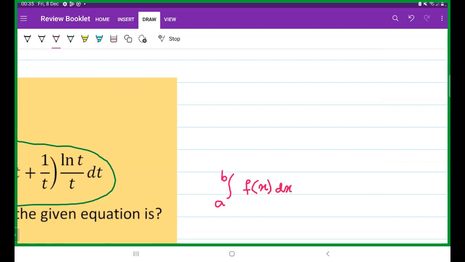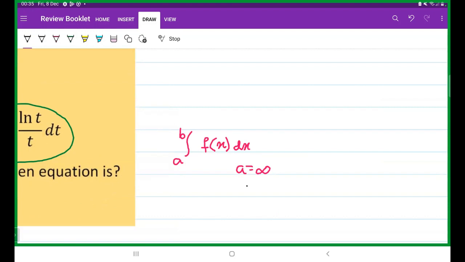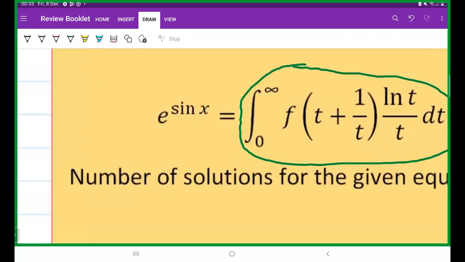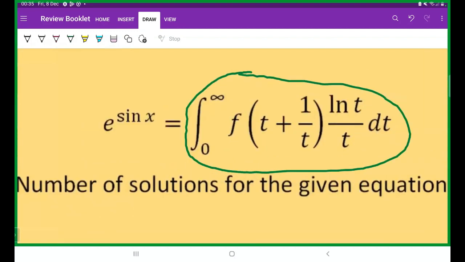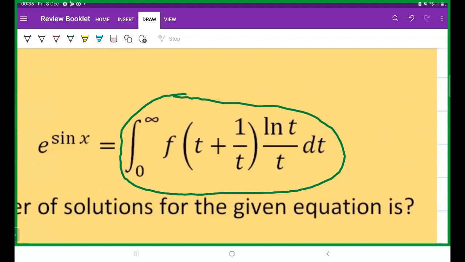All right, and if a tends to infinity, or b tends to infinity, or b is equal to infinity, then in that case, such kind of integrals are called improper integrals. Okay, so that is not in the scope of your syllabus, I guess, but let's start solving this. So let's do one thing.